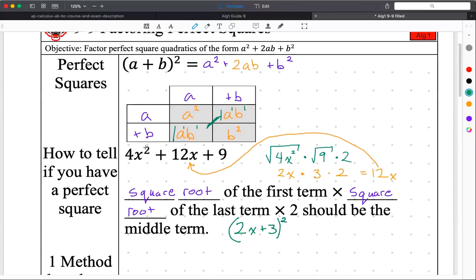And that's what we did down here. So how do I actually factor this now that I know I can apply the shortcut? Well, I took the square root of the first, which was 2x, the square root of the last, which was positive 3, and I put it inside of this parentheses squared, and that is how you factor that perfect square.